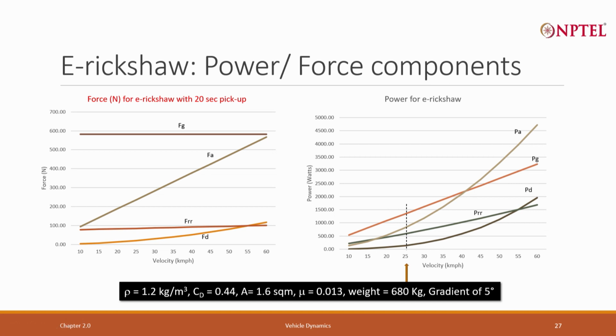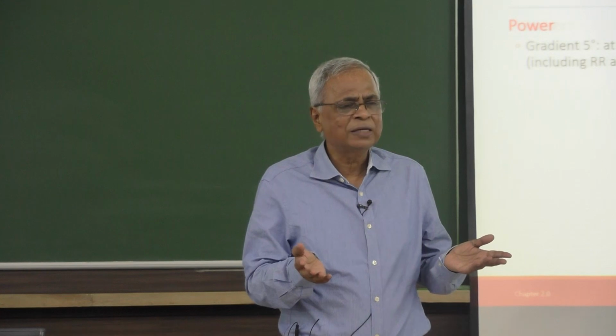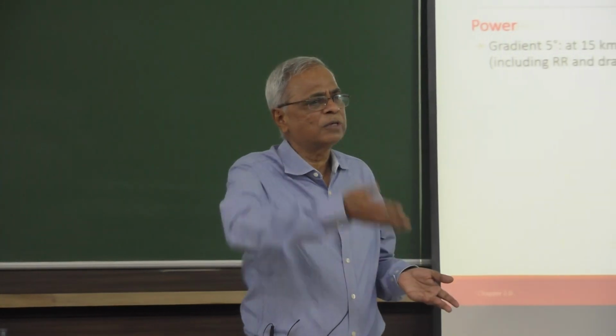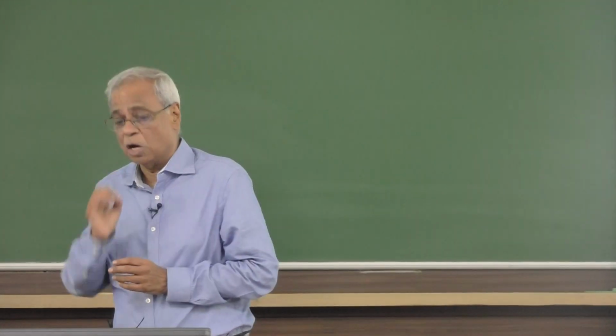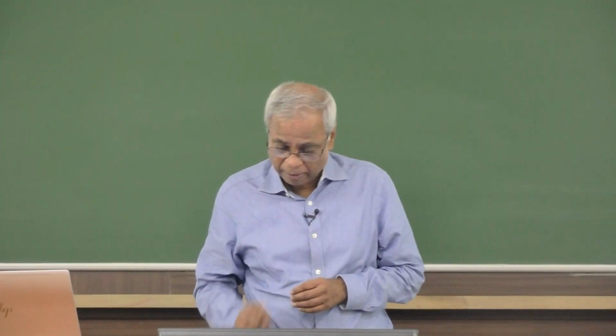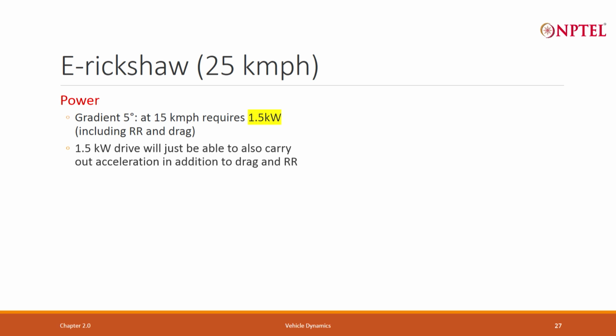So, a 1.5 kilowatt e-rickshaw motor will be able to travel a slope. But normally a slope is not allowed. From a torque point of view, it will become a problem. Power does not become a problem. And 1.5 kilowatt will just be able to carry out acceleration in addition to drag.